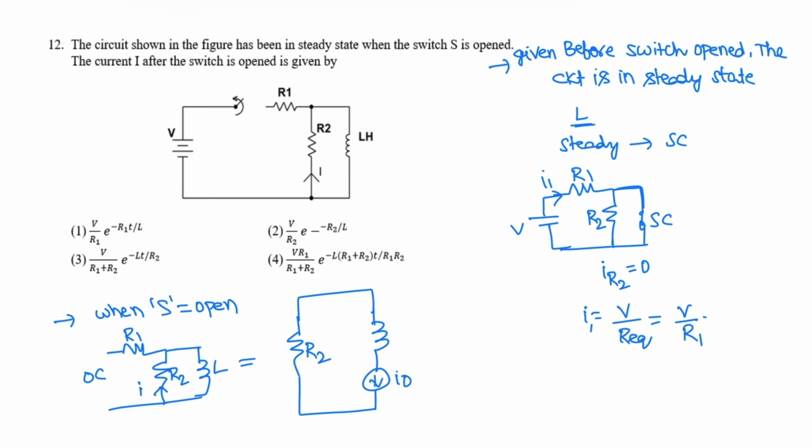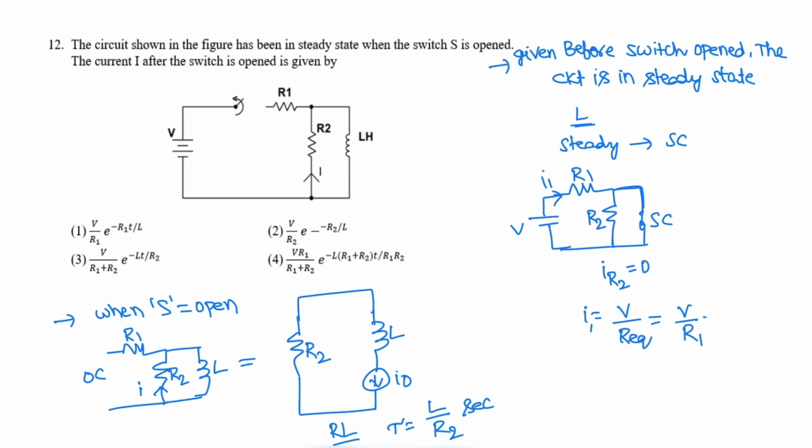This is I0. When the switch is open, the voltage source is disconnected from the circuit. Now the inductor, which initially stored energy, starts discharging. So this is inductance L. Now this is an RL circuit. For this RL circuit, the time constant tau is L by R. The value of the time constant is L by R2 seconds.